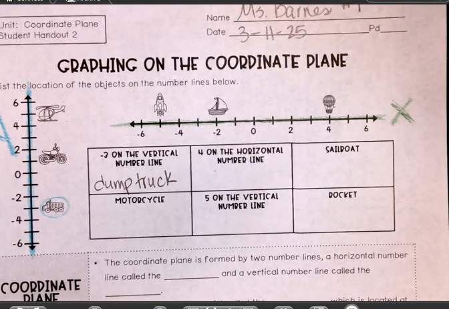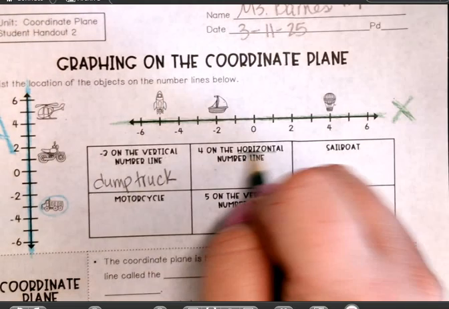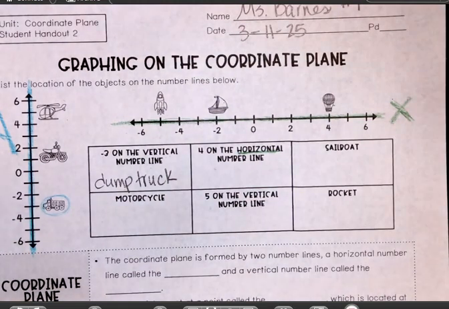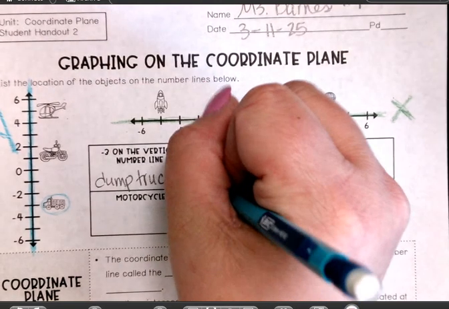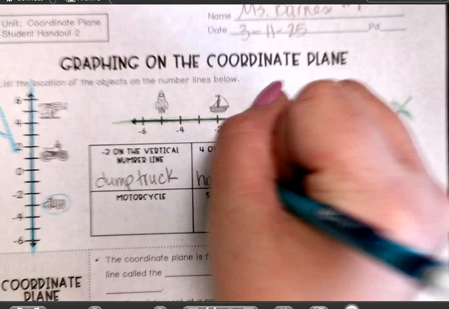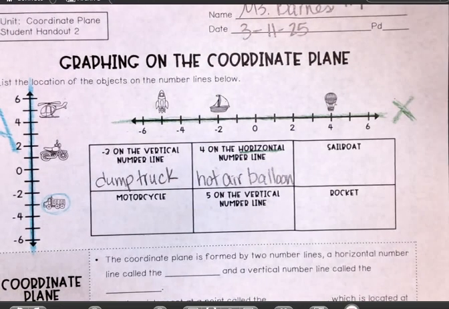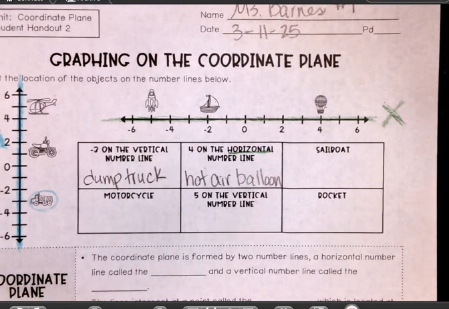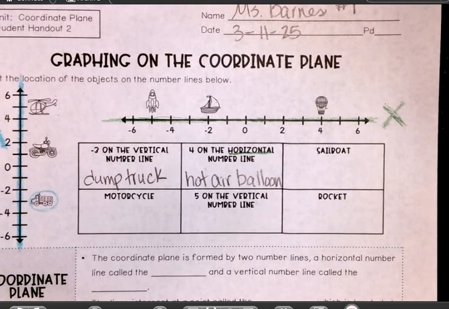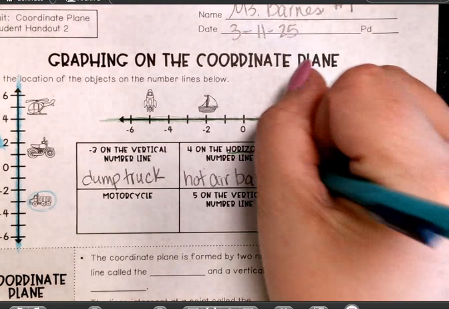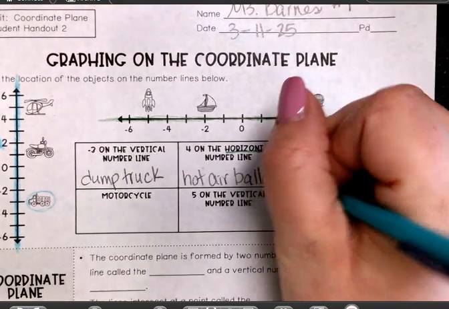So then I look here. 4 on the horizontal. Horizontal is going to be green. So what is it? +4 on the horizontal number line. The hot air balloon. Let's look at the sailboat. It's located at -2 where? On the horizontal number line.